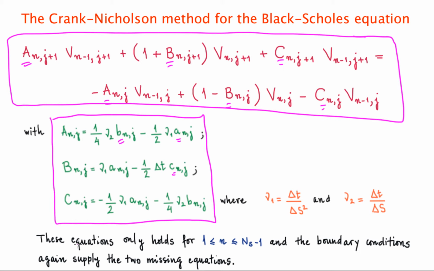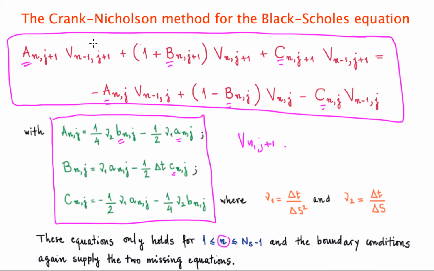And you can see here again, these equations only hold for the index n going from 1 to Ns minus 1. Then we have to consider the boundary conditions to supply the two missing equations. As you can see, this is also an implicit method, in the sense that we cannot extract from here an explicit expression for V n, j plus 1 as a function of the values of the option obtained at the previous time step. We don't have an explicit finite difference representation for that.